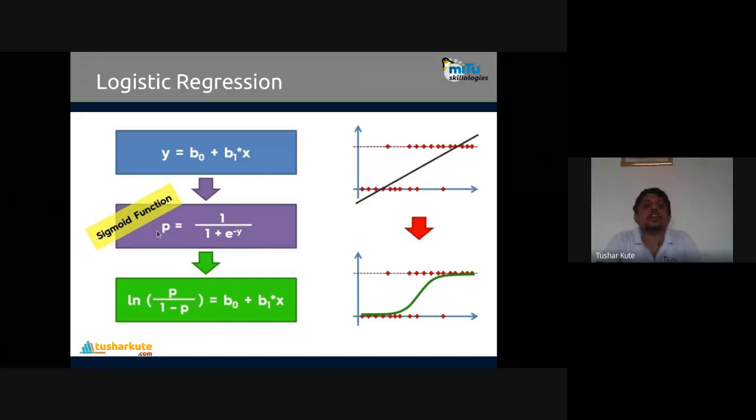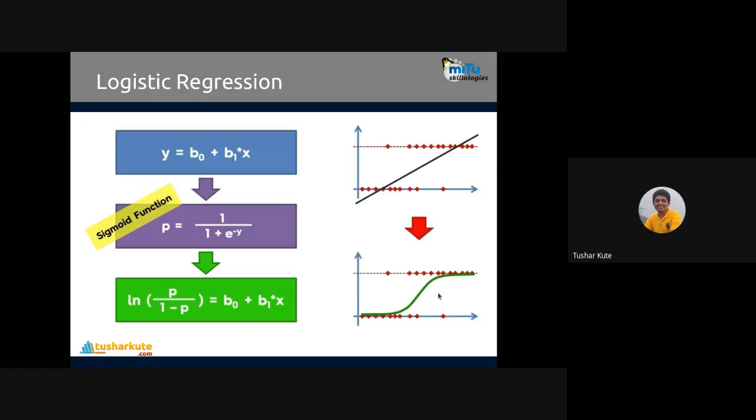When you put in this value of p, you get the natural logarithm of p divided by 1 minus p equal to this line. When you apply that, the model will be transformed into this particular format. This is called the sigmoid curve, where the values will lie within 0 and 1 only. The minimum value will be 0, the maximum value will be 1, and the curve will be created like this.